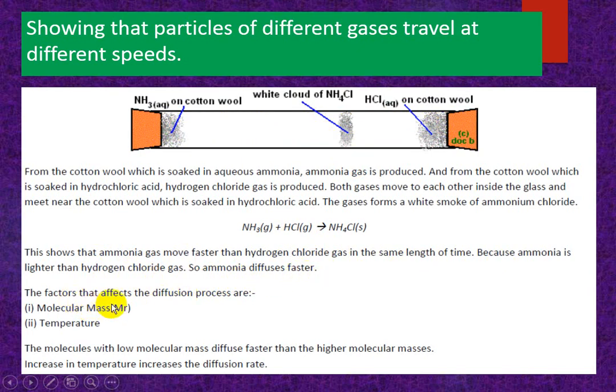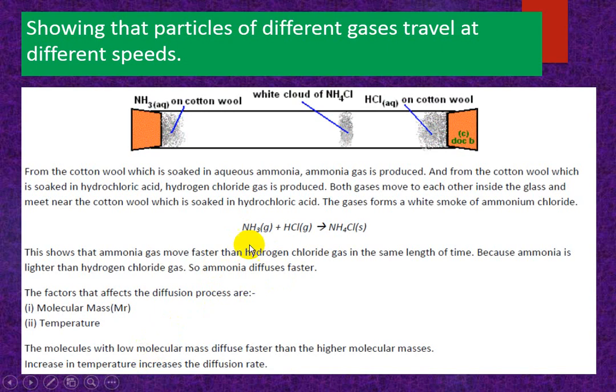The factors that affect the diffusion process are molecular mass and temperature. Molecules with low molecular mass diffuse faster than those with higher molecular mass. An increase in temperature increases the diffusion rate.